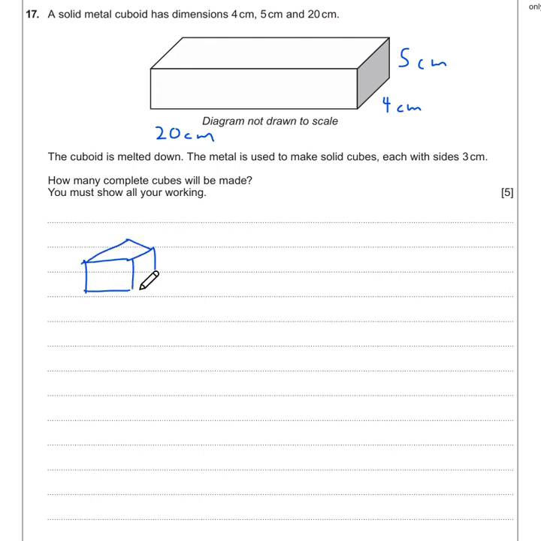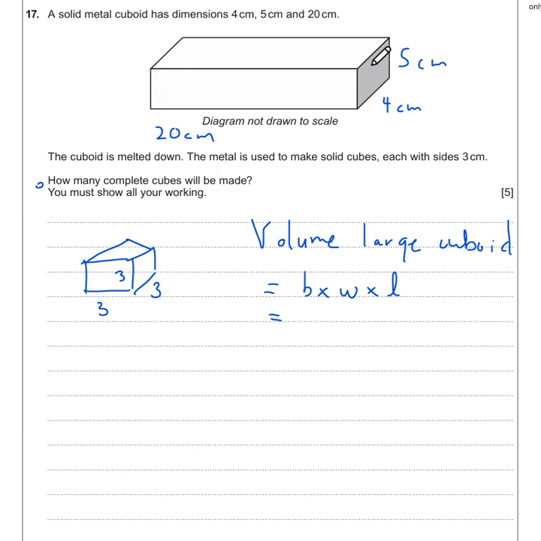So we've got solid cubes, sides 3. And we want to work out how many complete cubes will be made. And we've got to show all our working. So let's think about what is the volume of the large cuboid. Okay, so when we're working out the volume of a cuboid, what we're thinking about is the base times the width times the length. Basically, we're multiplying these three dimensions.